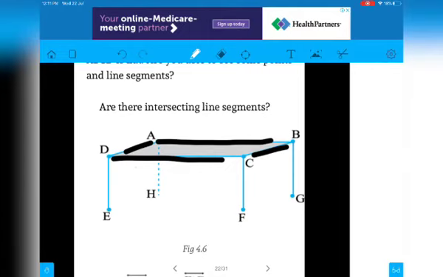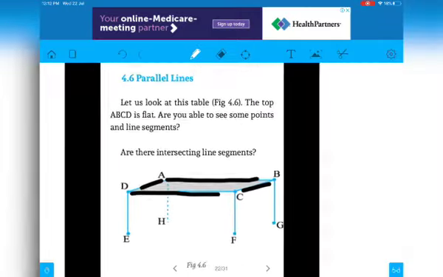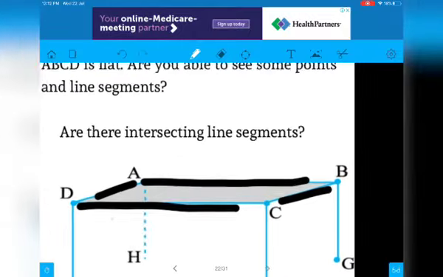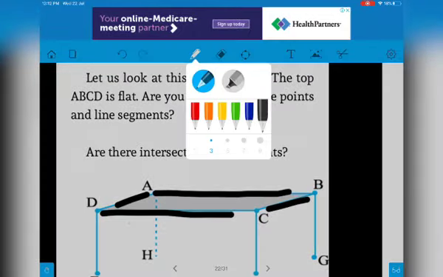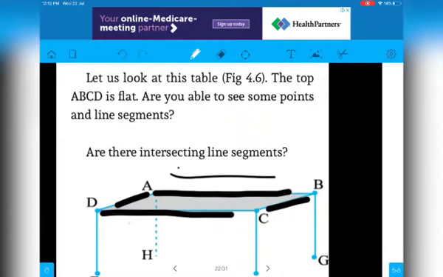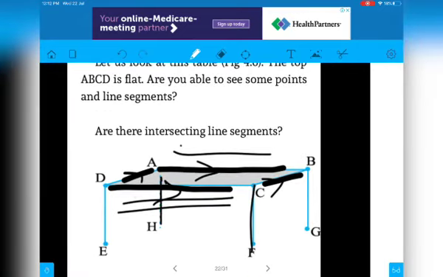But when we are asked to find the parallel lines, what will we say? The lines which do not meet at any point. Two or more lines which do not meet at any point are said to be parallel lines. For example, line AB is parallel to line CD. I will make an arrow like this. It shows that line AB and line CD are parallel. Line AD and line BC are parallel. Similarly, line AH, line CF, line BG and line DE. These all four lines are parallel.